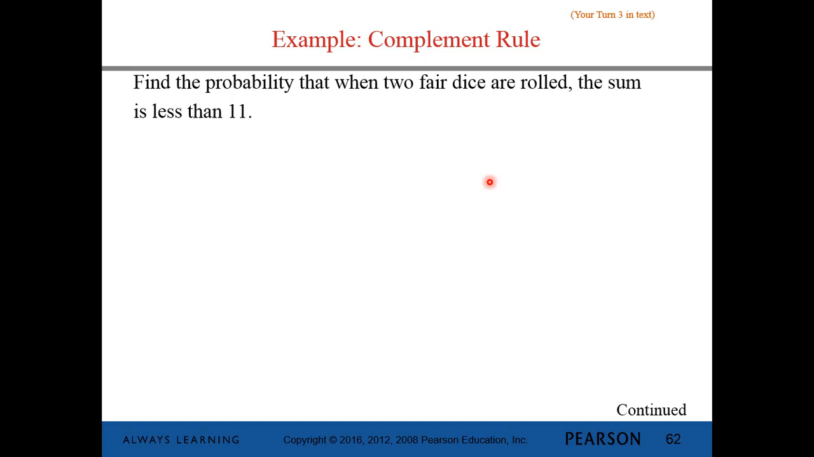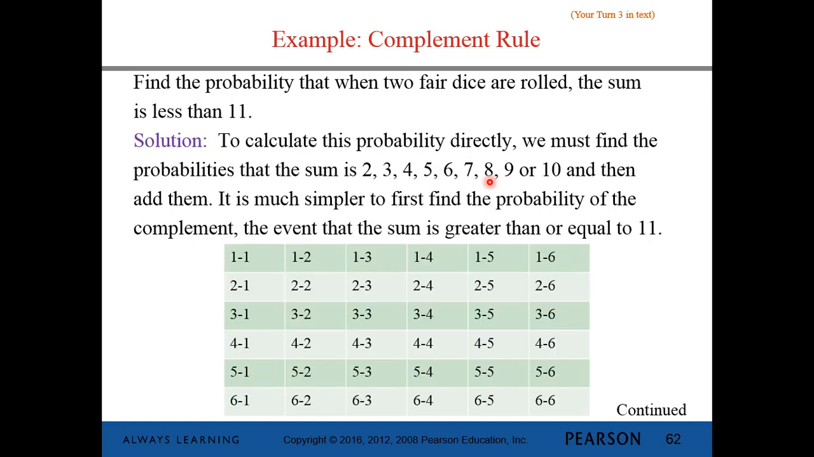So I can use the complement rule to answer this question and say, if I know that the probability of getting 11 or 12 is 3 out of 36, then the probability of getting less than 11 is going to be 1 minus the probability of getting an 11 or 12. So it's going to be 1 minus 3 out of 36, which is going to be what? 33 out of 36, or 11 eighteenths. Okay? And so there's where we go.